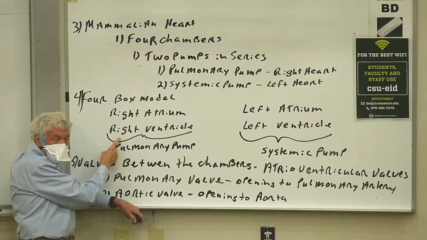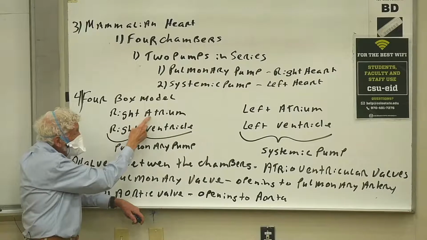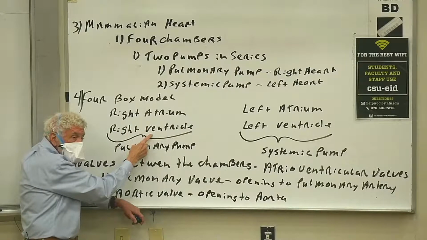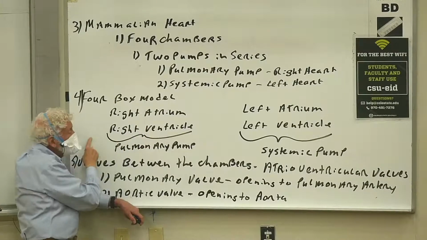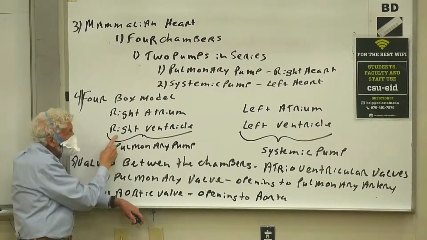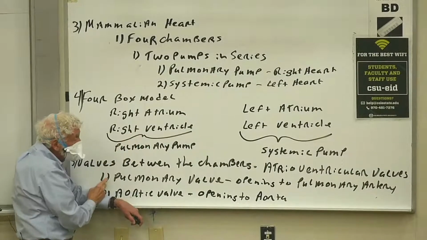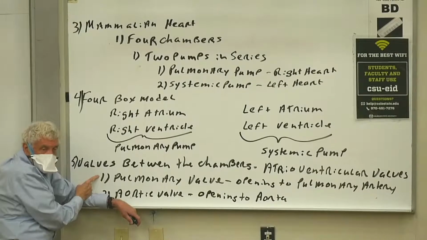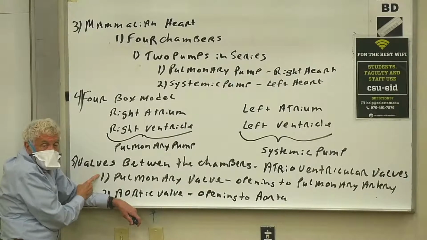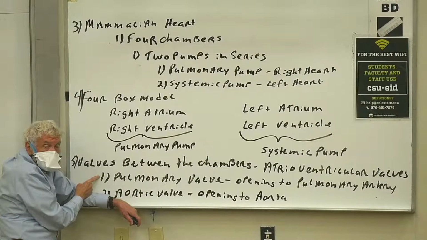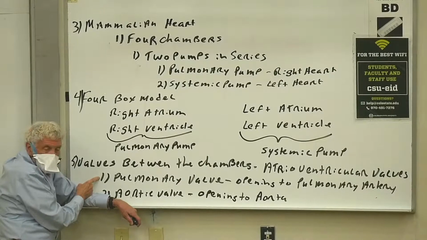And then on the right side, we'll see the blood is going to flow from the atrium to the ventricle, and then the ventricle is going to move the blood to the lungs. It's going to move the blood to the lungs through a tube called the pulmonary artery. And again, this is going to be the nomenclature. An artery is a tube carrying blood away from the heart.